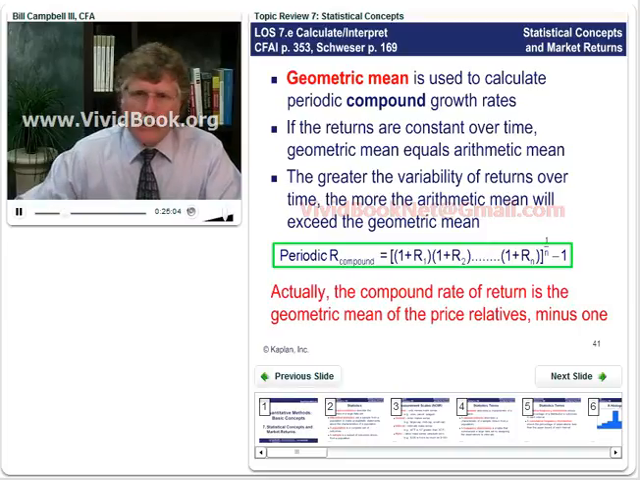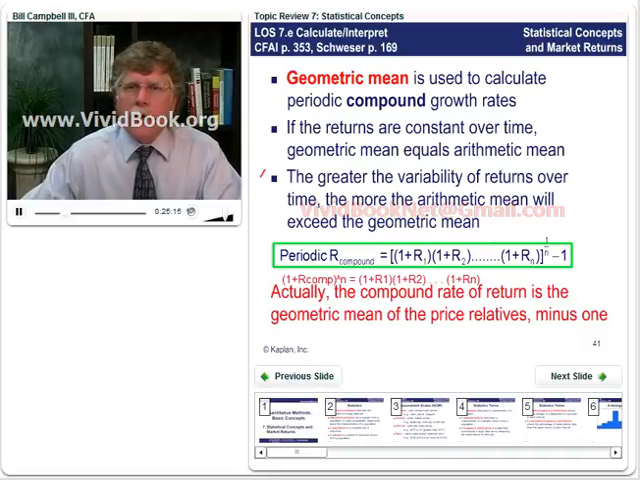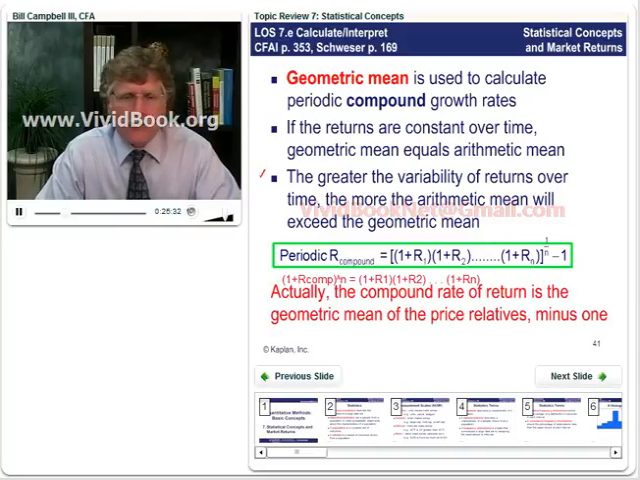Now, notice this second bullet point here. The greater the variability of returns over time, the more the arithmetic mean will exceed the geometric mean. If your returns are all exactly the same, every year, 5%, 5%, 5%, 5%, 5% every year, then the arithmetic mean, if you averaged all those returns, is 5%. Geometric mean, if you averaged all those returns, 5%. If they don't change, arithmetic mean and geometric mean are exactly the same.